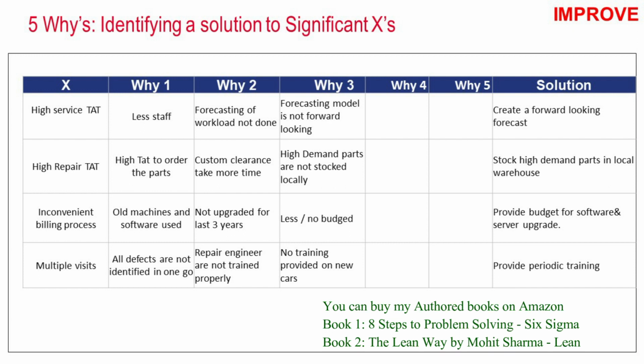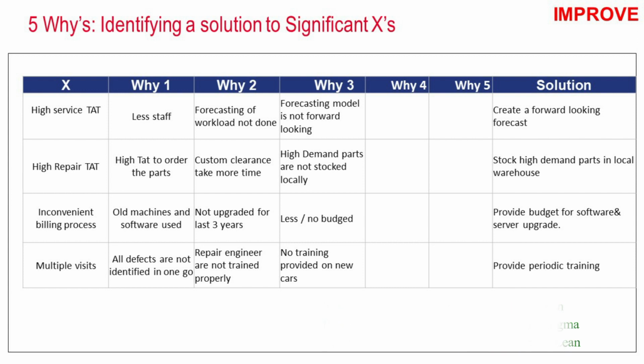Let us also consider multiple visits. So why did they have multiple visits? Because the defects are not identified in the first go. And why were they not identified? Because the repair engineers are not trained properly. And why were they not trained properly? Because there were no periodic trainings happening on the new cars or the new models which are being launched. So the solution that has been identified is to provide periodic trainings on the new cars which have been launched.